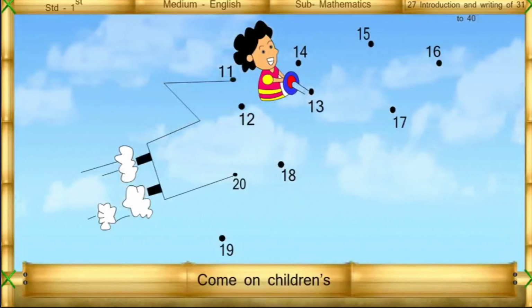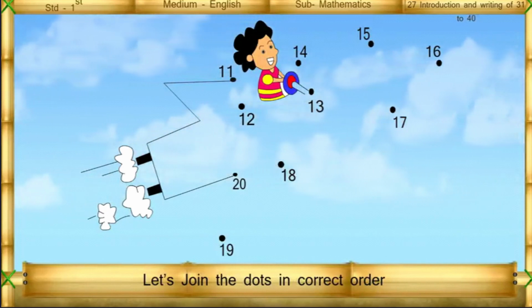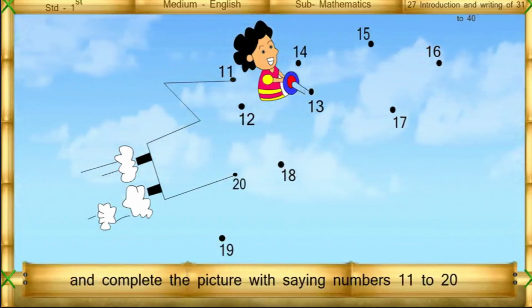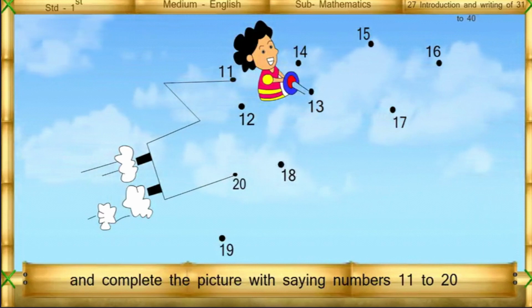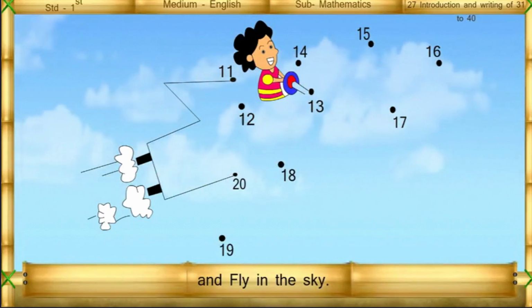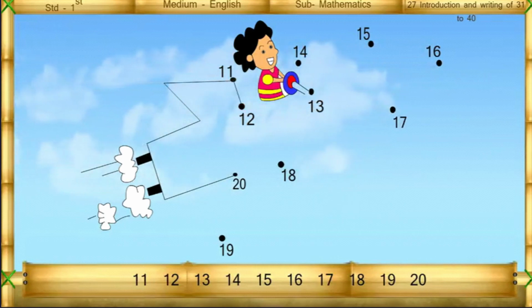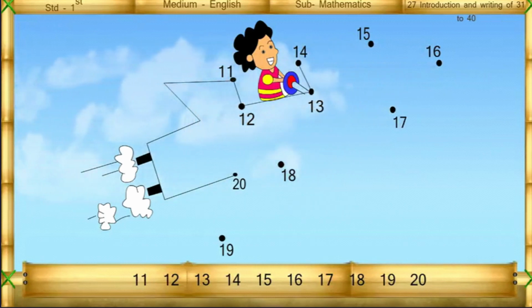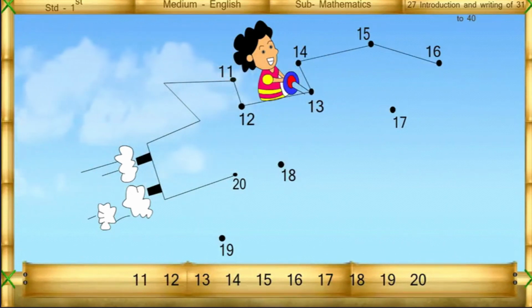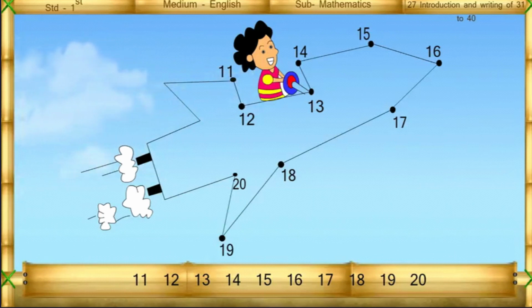Come on children, let's join the dots in correct order and complete the picture by saying numbers 11 to 20 and fly in the sky. 11, 12, 13, 14, 15, 16, 17, 18, 19, 20.